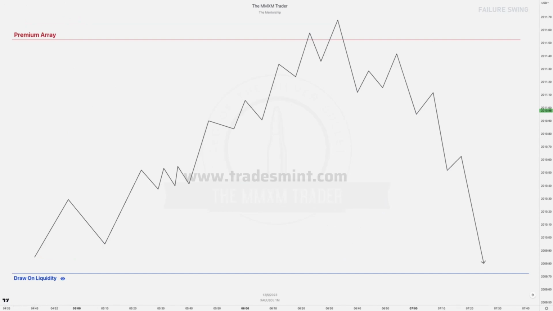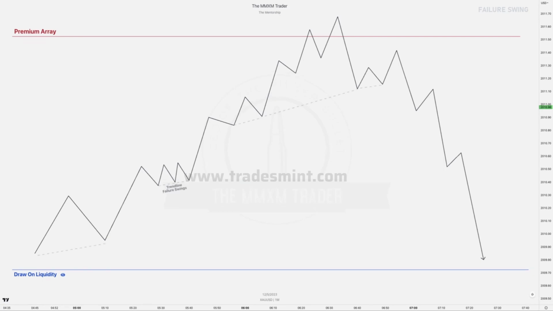So over here we've got the inverse. This is a market maker sell model. We've got our premium array up here and our draw on liquidity again down here. Now, what do we want to focus on? We want to focus on that low resistance liquidity. And where is that forming? Again, those failure swings, those lows that fail to take out another low. And we've got those over here. We've got again a little trend line down here. Multiple lows which fail to take out the previous low, even down here at our draw on liquidity and over here.